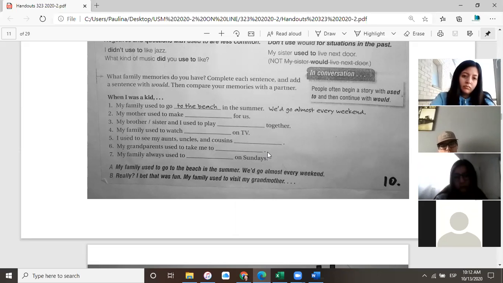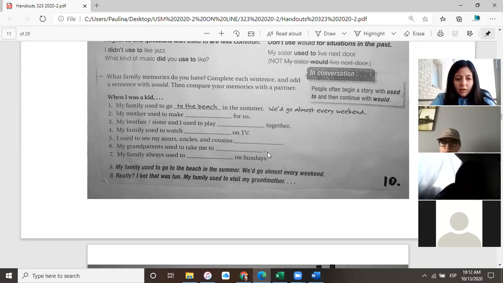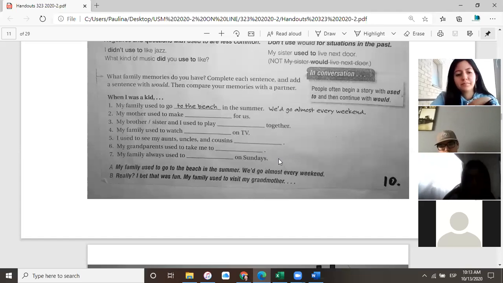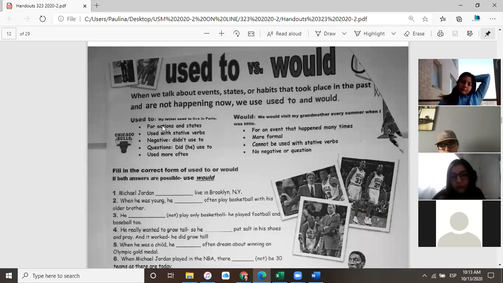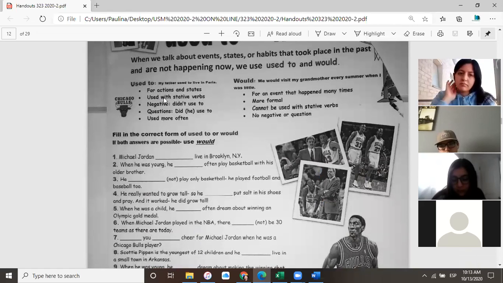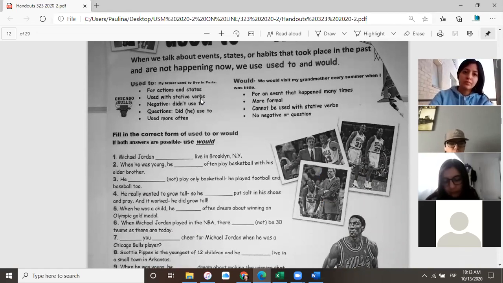Paula Chavez: My family always used to visit my grandmother on Sundays. We would visit her every Sunday. Good. Yes, we would visit her every Sunday. So here you use "used to" for actions and states. Used to with stative verbs. What are the stative verbs?